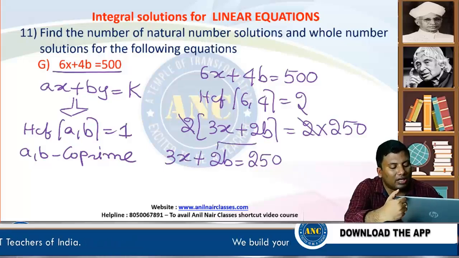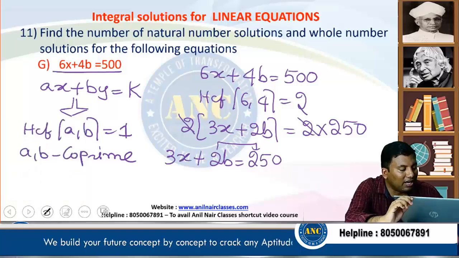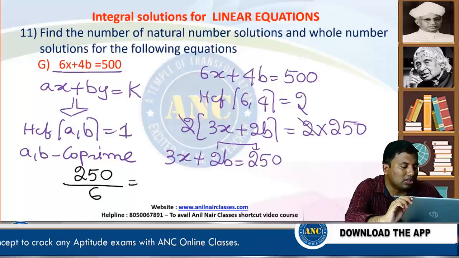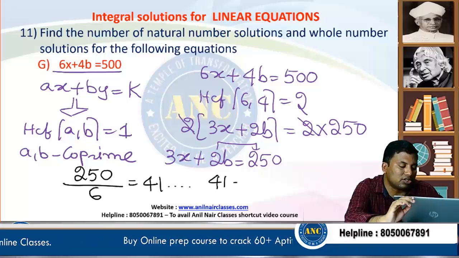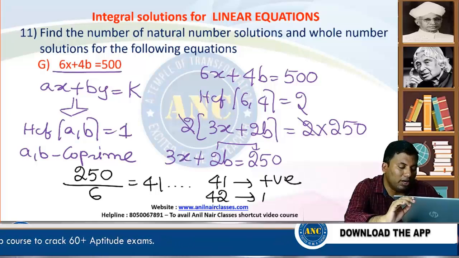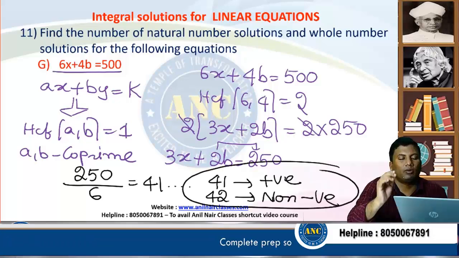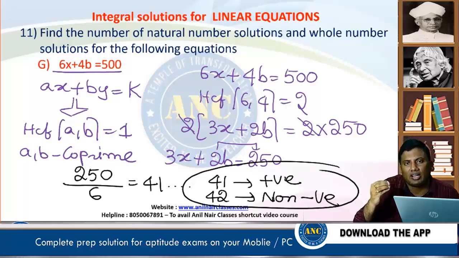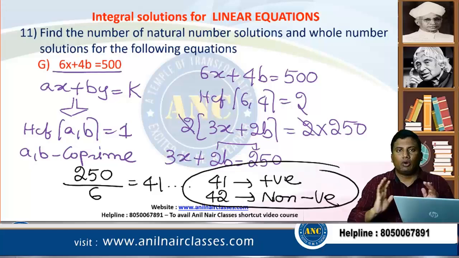2 is a factor of 250. 3 is not a factor of 250. So one of them is a factor of the right hand side. So it is 250 by 3 into 2, which is 6. 6 fours are 24, so 41 point something. That means 41 will be positive. Add 1 to it, 42 will be non-negative. 41 is positive and 42 will be non-negative. I hope the idea is clear. Same thing, if both of them are factors of the right hand side, we did it. If one of them is a factor of the right hand side, we did it. I hope the idea is clear.